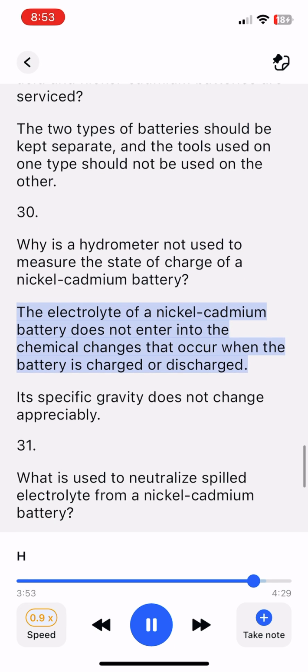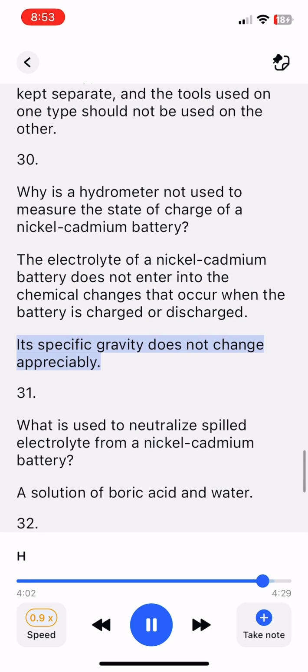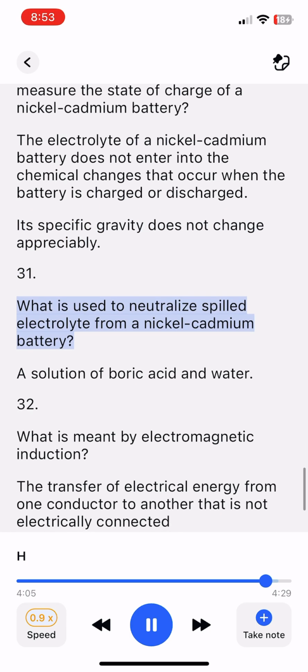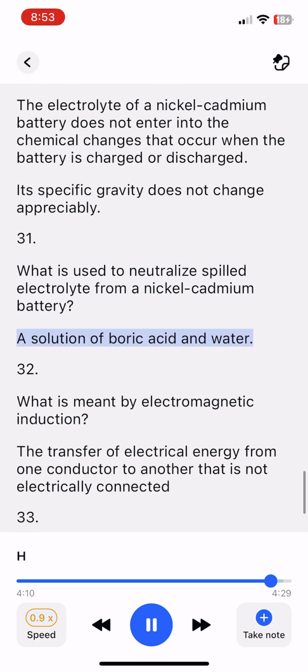30. Why is a hydrometer not used to measure the state of charge of a nickel-cadmium battery? The electrolyte of a nickel-cadmium battery does not enter into the chemical changes that occur when the battery is charged or discharged. Its specific gravity does not change appreciably. 31. What is used to neutralize spilled electrolyte from a nickel-cadmium battery? A solution of boric acid and water.